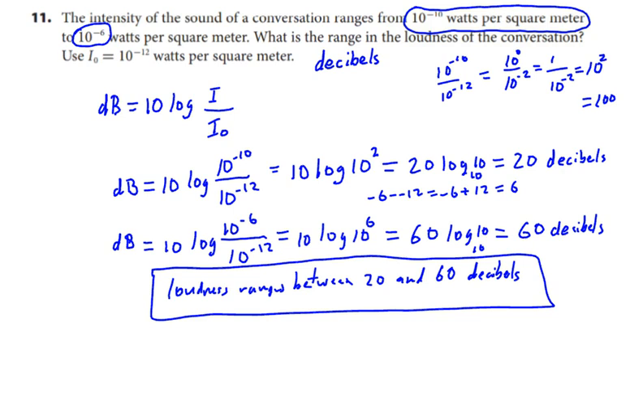And then for problem 12, we have a situation of sound intensity, and it's going to use that same equation we used for problem 11. Decibels is equal to 10 times the log of I, the sound intensity, over I sub 0, and I sub 0 equals 10 to the negative 12th watts per meter squared.